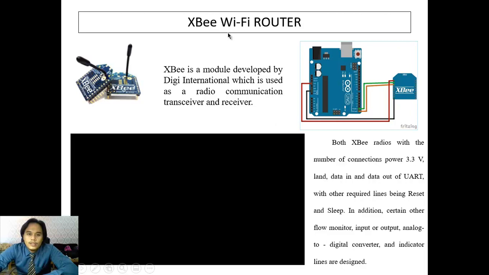So the next one is the ZigBee Wi-Fi router. ZigBee is a module developed by DG International, which is used as a radio communication receiver and transceiver. Both ZigBee radios have connections for 3.3 volt power, ground, data in and data out of UART, with other required lines being reset and sleep. In addition, certain lines for flow monitor input or output, analog to digital converter and indicator are designed.